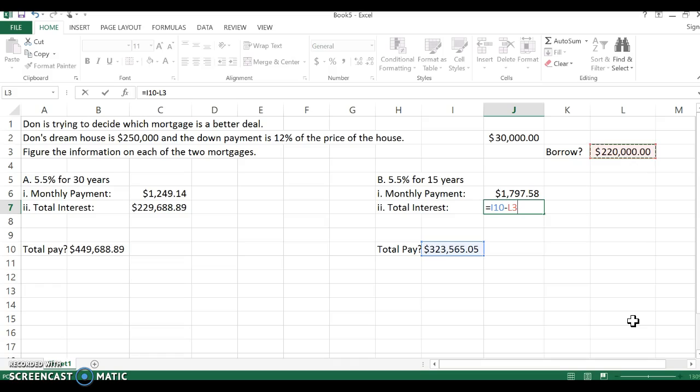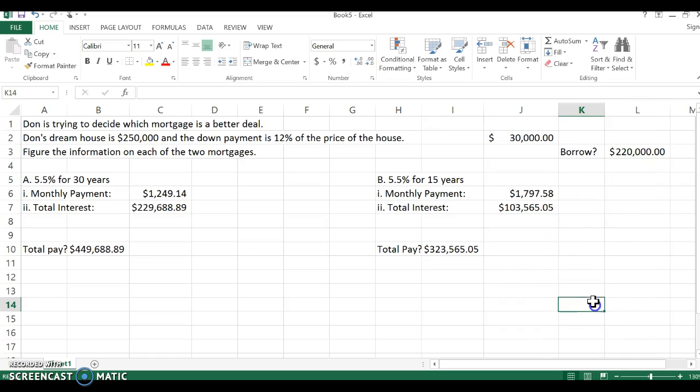So to find our total interest, how much I paid minus how much I borrowed, because the difference between what you actually paid back and what you borrowed is the interest. So in this case, my interest in the second one is $103,565.05. So you can see if you can afford the monthly payment of an extra $500 a month, you're going to save yourself more than $100,000 in interest, which over the course of 15 years is a lot of money.